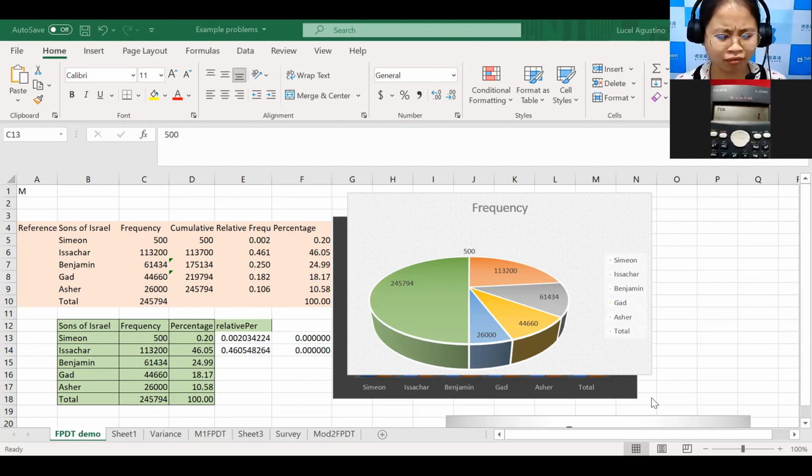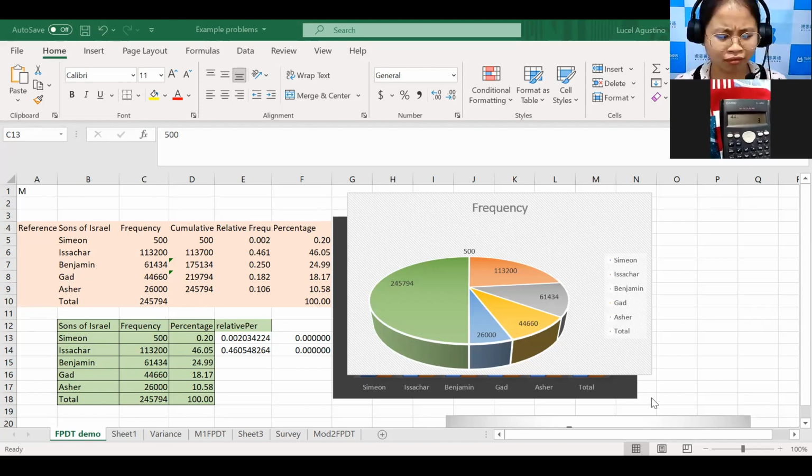And then input 113,200, M plus. N signifies your sample, the number of samples. So equal already number 2. And then 61434, M plus. I'm also using this kind of calculator when I was in college, so medyo nalipat na ko. So M plus and then proceed to the next.